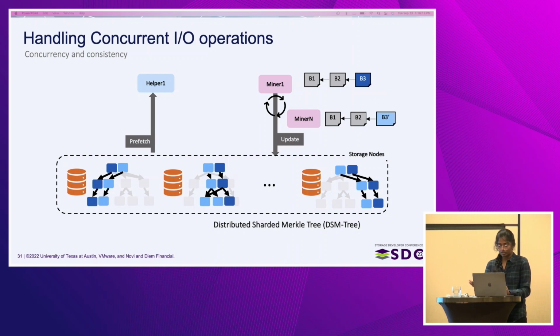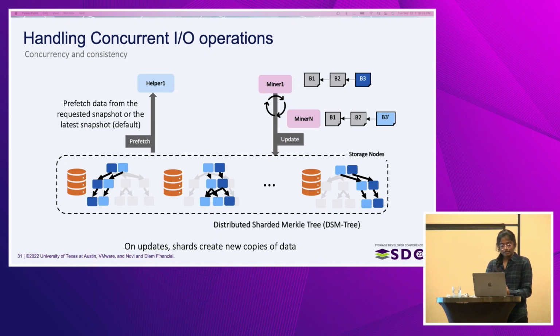copy for the updates. On updates, as I said, storage nodes create a new copy for the modified data, and I/O helpers can either prefetch from the latest snapshot of this data or can ask for a specific snapshot. And once the blocks in the main chain are confirmed, unconfirmed blocks and updates corresponding to the unconfirmed blocks are periodically garbage collected at the storage nodes.